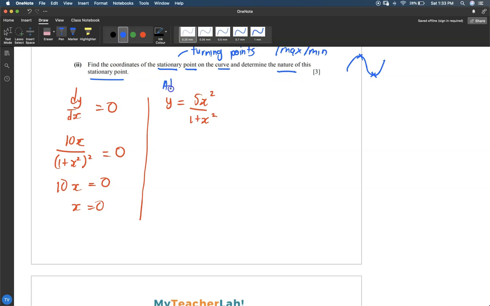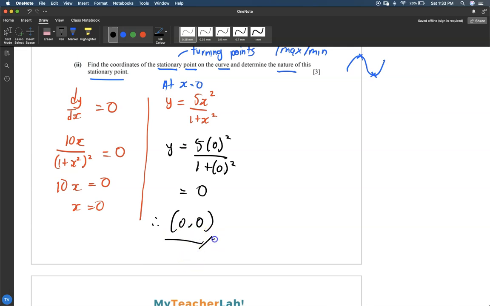So at x equals 0, what do we get? We're going to get y equals, substituting, 0 squared over 1 plus 0 squared, and we end up with 0. So therefore the stationary point that we're looking at is (0, 0). That's one answer. Now the other part is to try and get the nature of the stationary point.